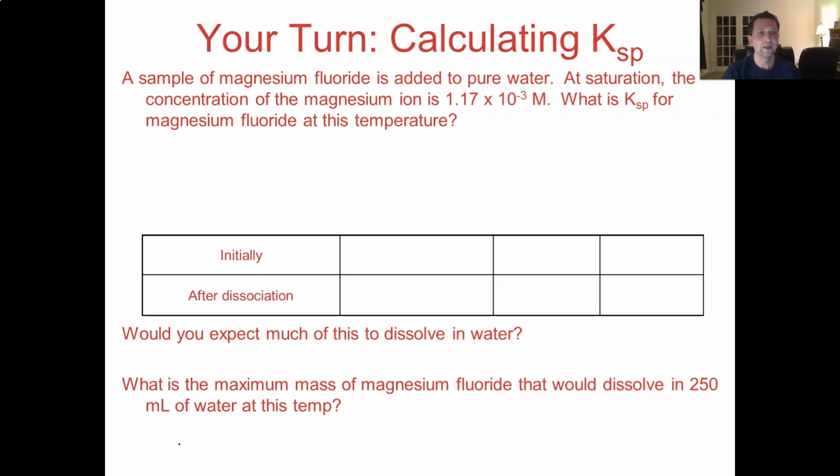Okay, so to wrap up this part of the lesson before I have one final slide to go over, this kind of brings it all together here. You have a sample of magnesium fluoride added to pure water. At saturation, the concentration of magnesium ion is 1.17 times 10 to the -3rd molar. What's the Ksp for magnesium fluoride at this temperature? So what you want to do is find Ksp. To start out, write your chemical equation for magnesium fluoride dissociating, and then write your Ksp expression. You want to go from there.